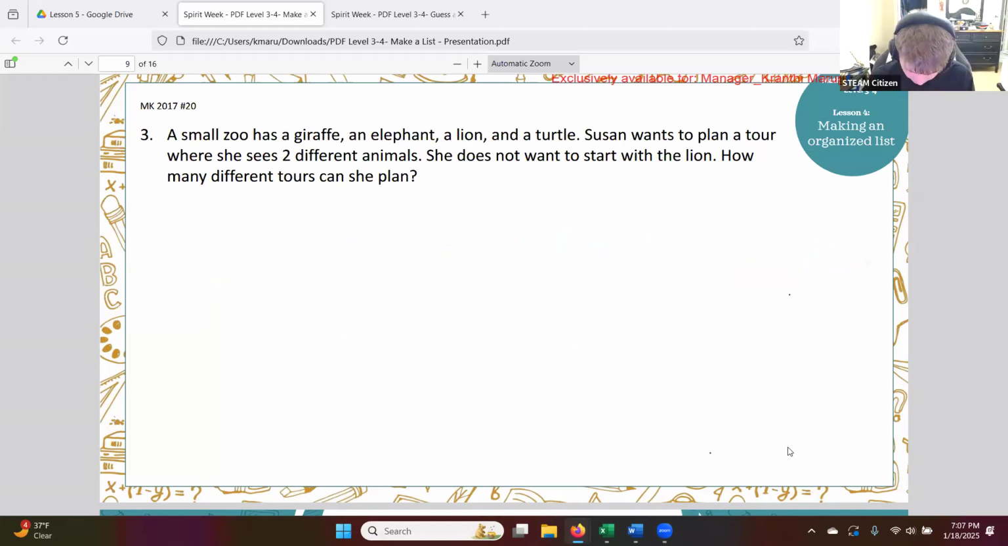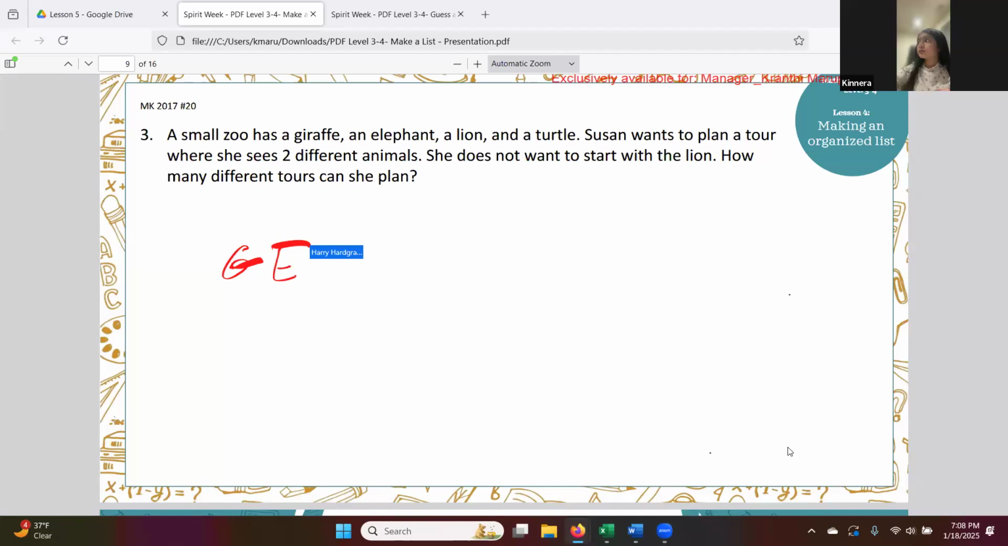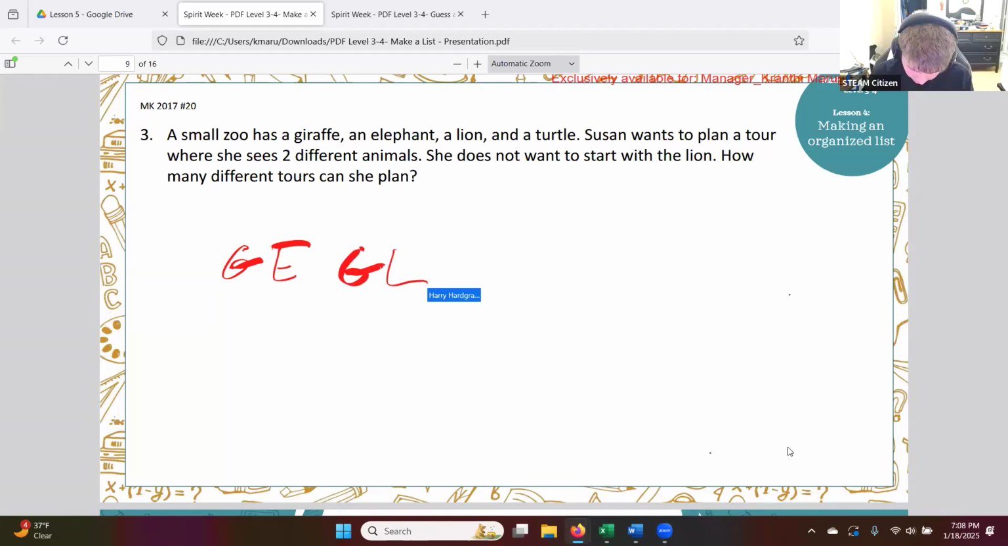So I'm going to make a little list. So let's say we want to start with giraffe. Every one on this list, we're going to start with giraffe. So the first one, we're going to do giraffe elephant. We're going to do giraffe lion, and we're going to do giraffe turtle. All right.